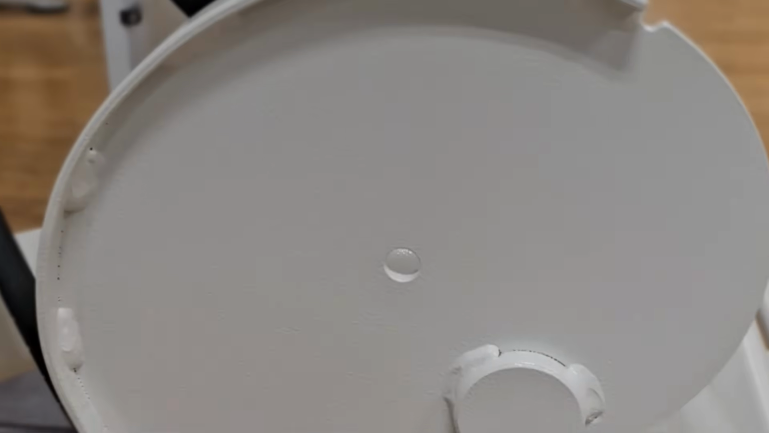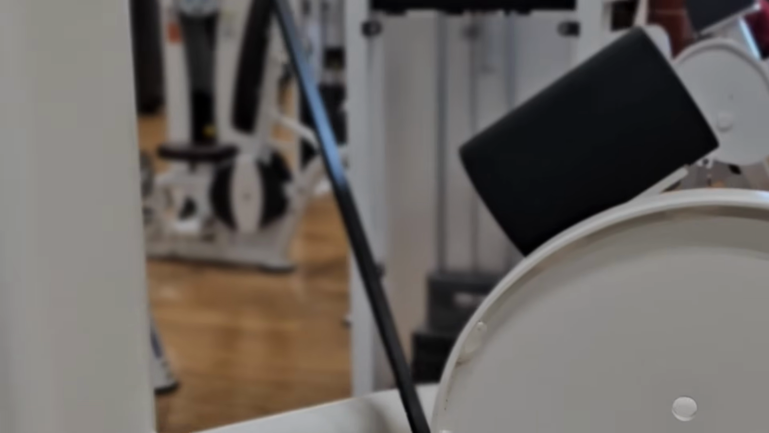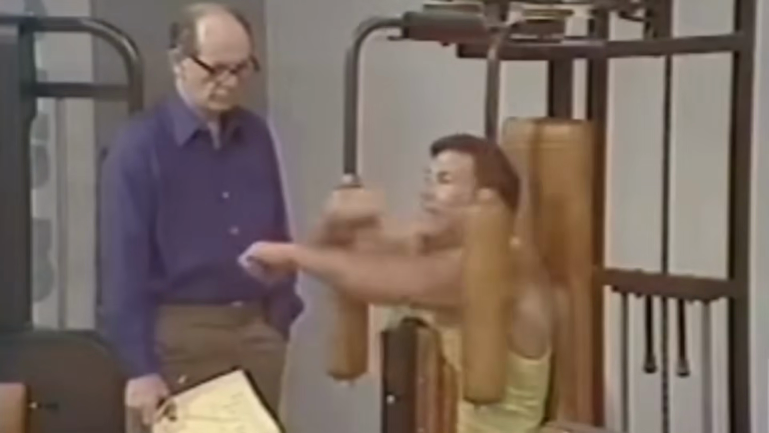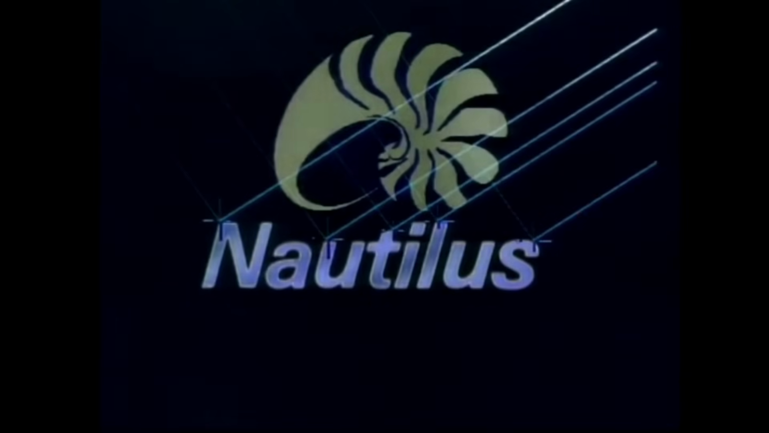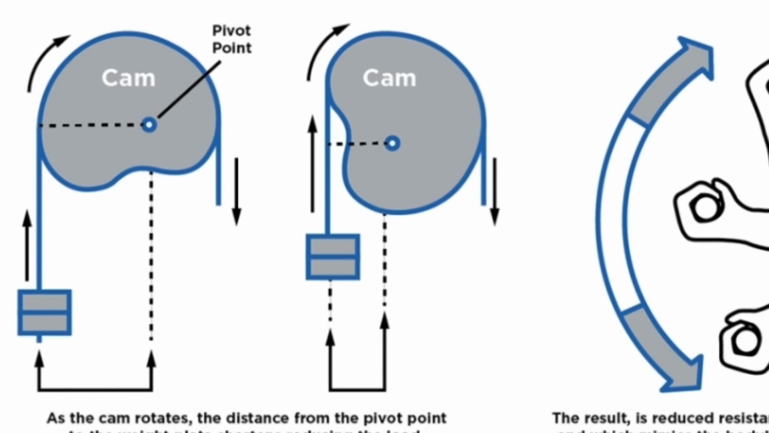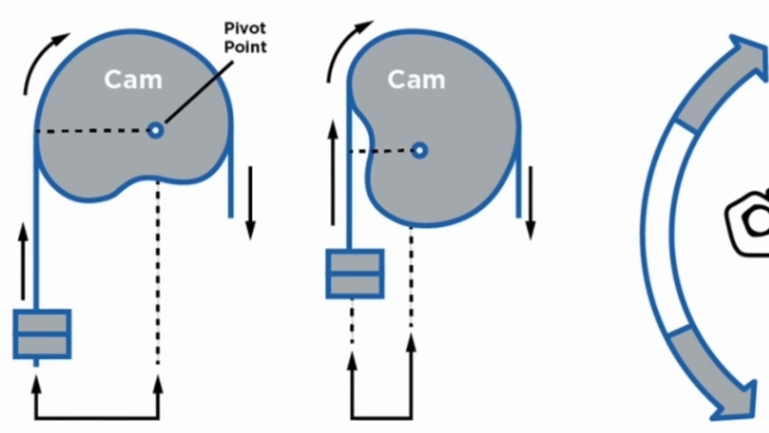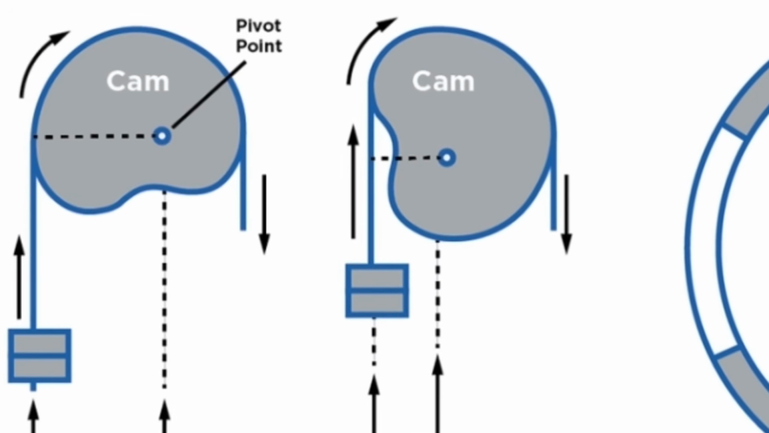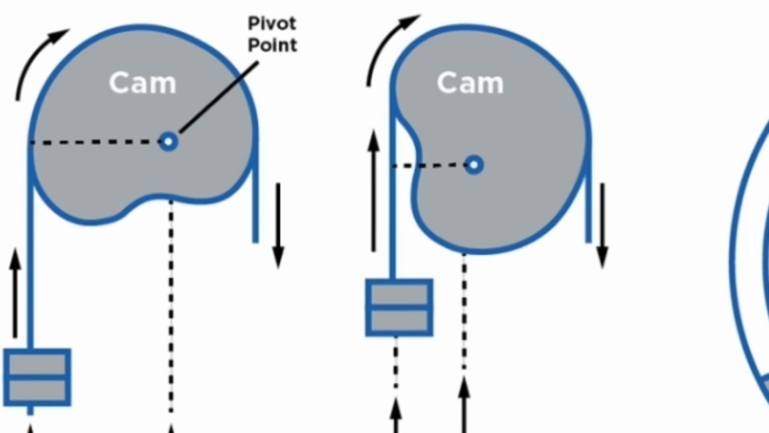Now let's talk about machines that have an oblong cam. This concept was first introduced by Arthur Jones, the inventor of the original Nautilus machine. In fact, the logo of his brand was a nautilus seashell because it has an oblong shape. With this type of machine, the resistance increases when the cable rides along the wider part of the cam, and it decreases when the cable rides along the shorter part of the cam.